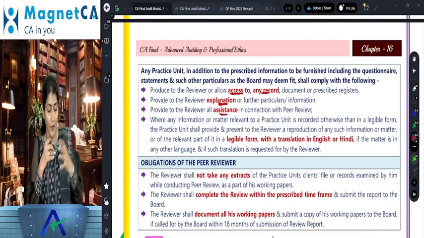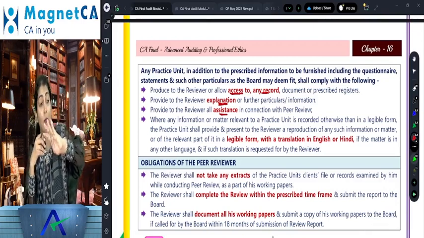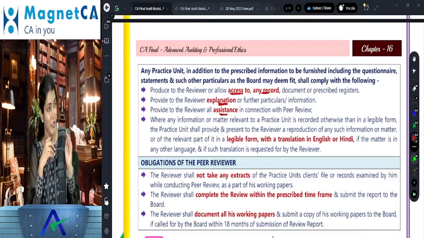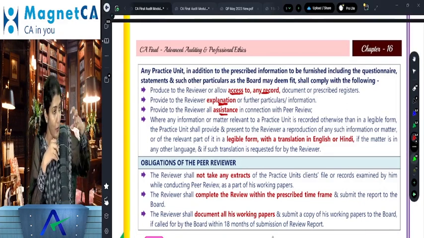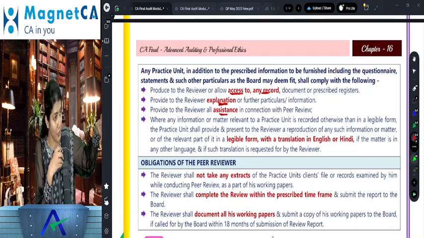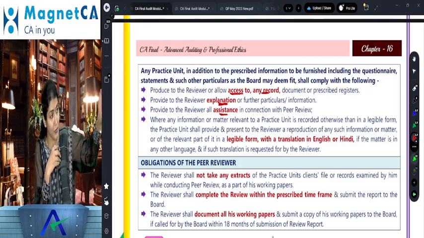Right, so they cannot, just like a company auditor, what are the rights of the company auditor? To access books of account, to obtain information, explanation. So similarly, now when the reviewer is coming to the practice unit, what is the obligation of the practice unit? To give him access to all records, to give him all explanation, to give him all the assistance.